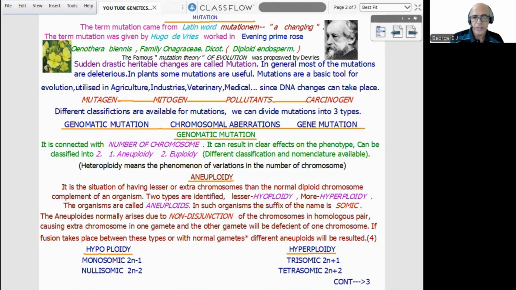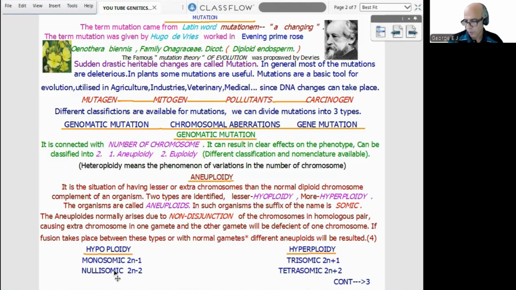In such organisms, the suffix of the name is somic, S-O-M-I-C. Aneuploids normally arise due to an important cause, non-disjunction. Non-disjunction of the chromosomes in a homologous pair causes an extra chromosome in one gamete, and the other gamete will be deficient of one chromosome. If fusion takes place between these two, or with even a normal gamete, different aneuploids result.